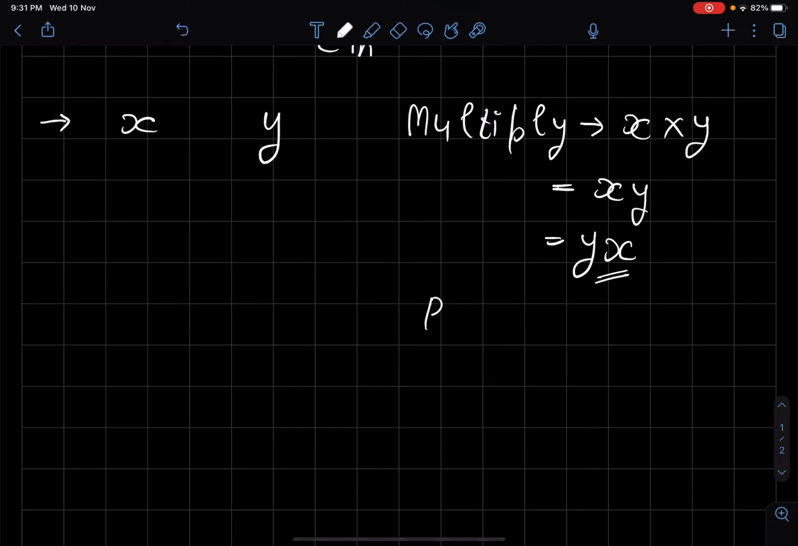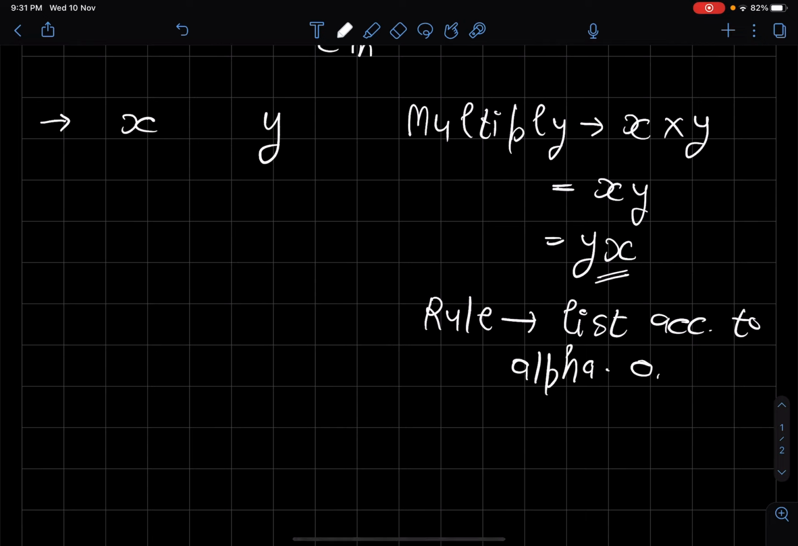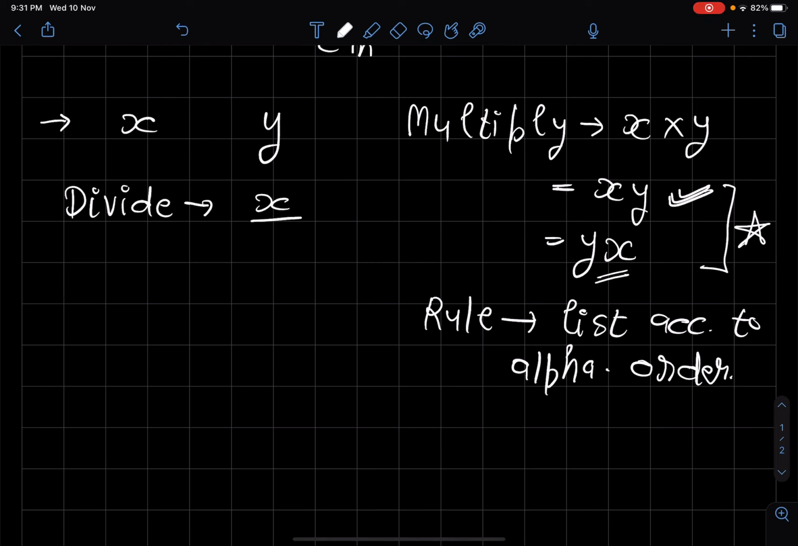So we have a rule that we list according to alphabetical order, right? Mathematically both are correct. If we divide them, it becomes x on y. Alright, now let's move forward.